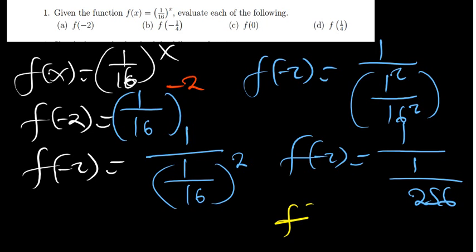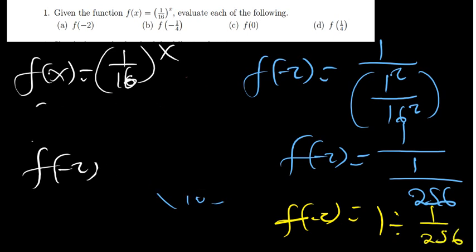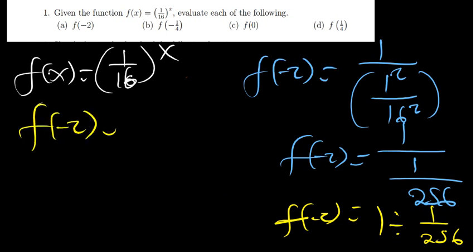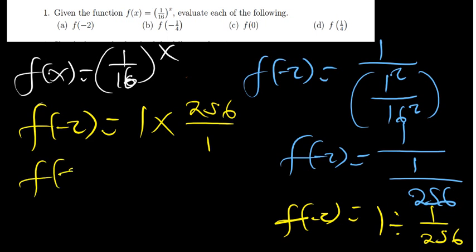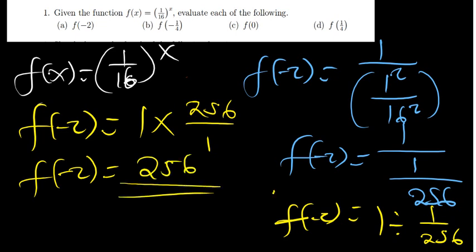Now I have f of negative 2 equal to 1 divided by 1 over 256. So f of negative 2 is going to be 1 times 256 divided by 1. So my f of negative 2 in that case is 1 times 256 divided by 1, which is 256. So this is my answer. I'm done with part A. So part A, the answer is 256.